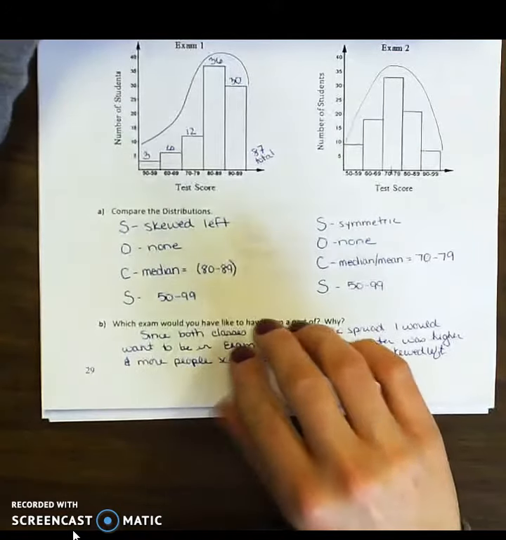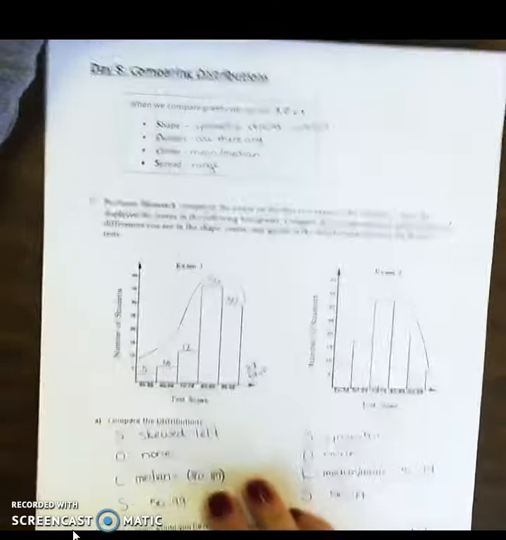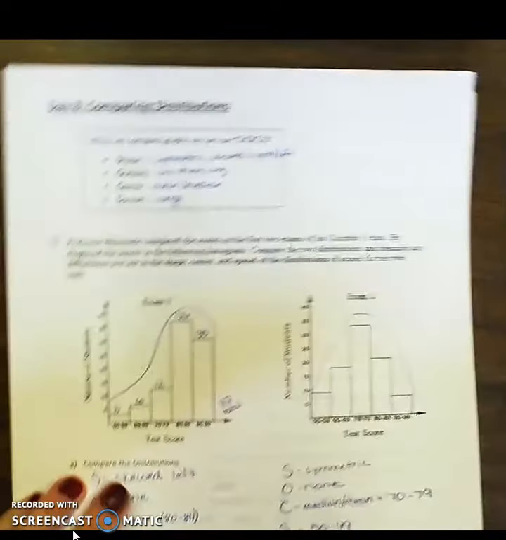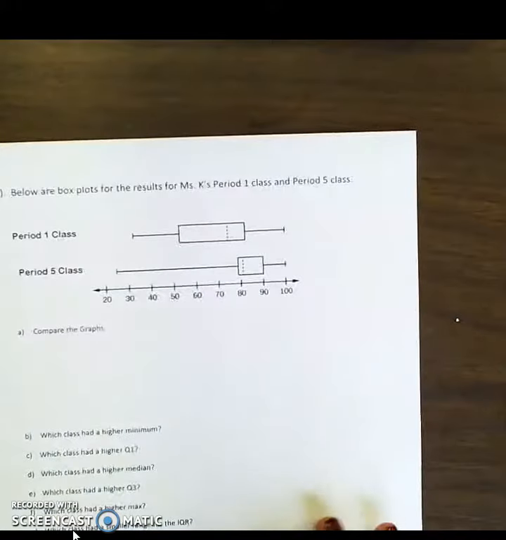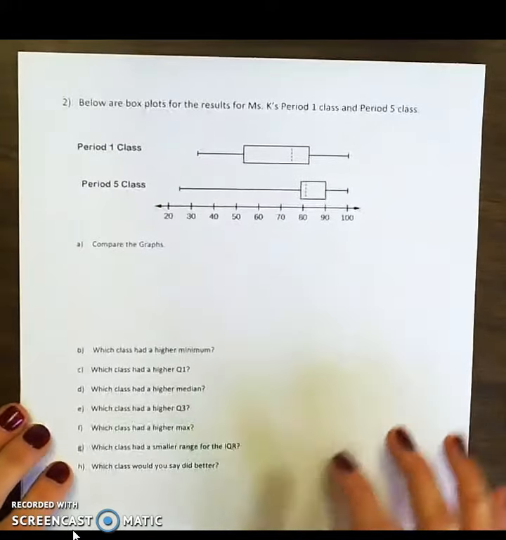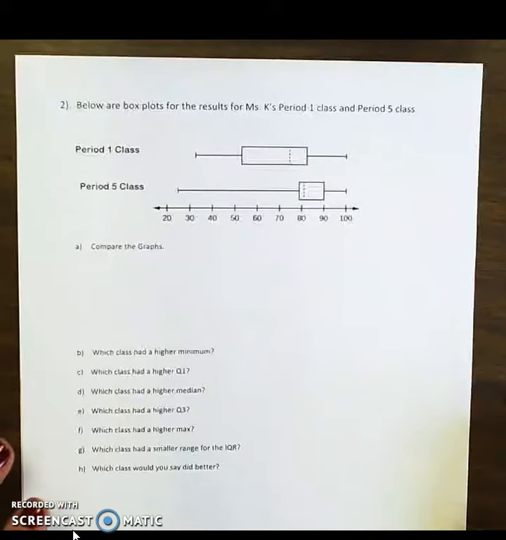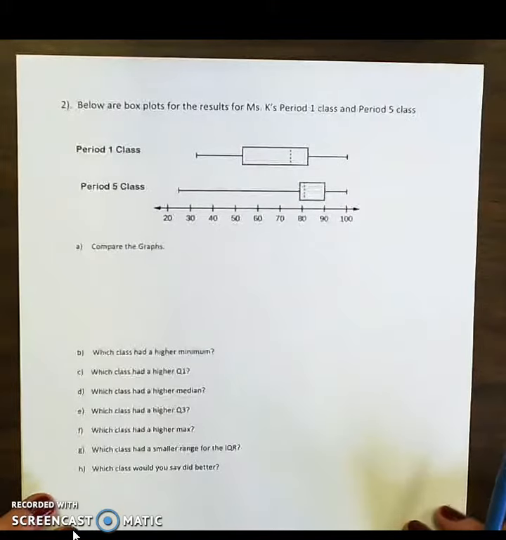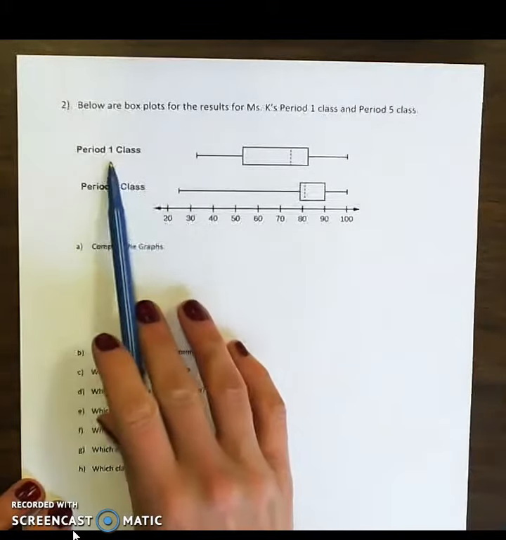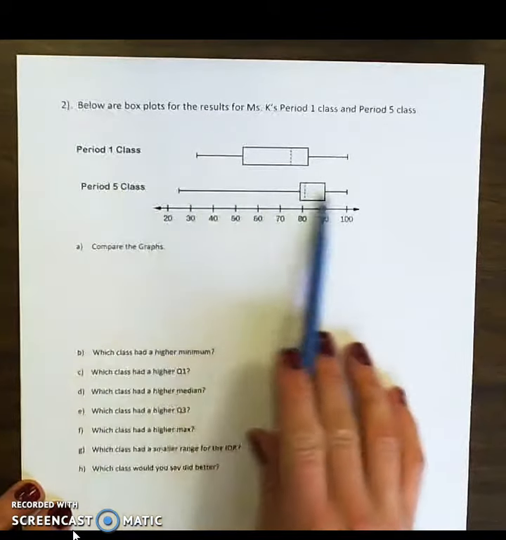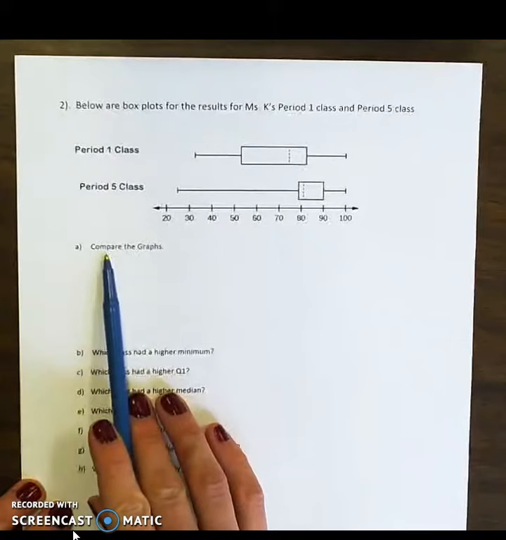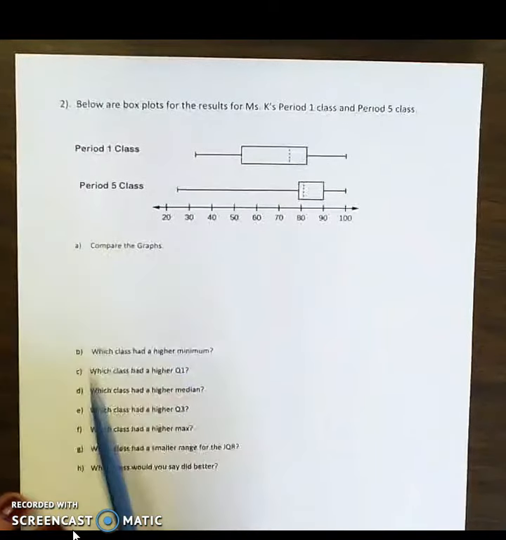Okay, so there's our very first example of describing our distributions. Let's now flip to the back and take a look at one more example. This time, we're going to be working with some box plots. Below are the box plots for results from Miss K's period 1 and period 5 class. Period 1 class, here are our exam scores, and period 5, here are the exam scores. Let's go ahead and compare our graphs.